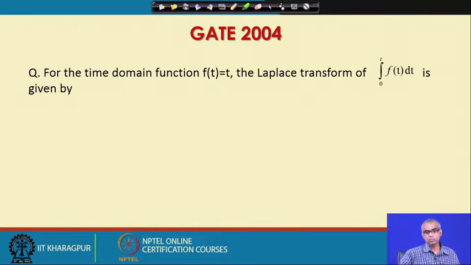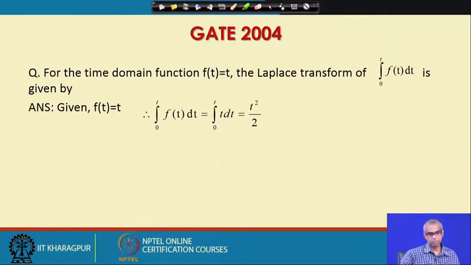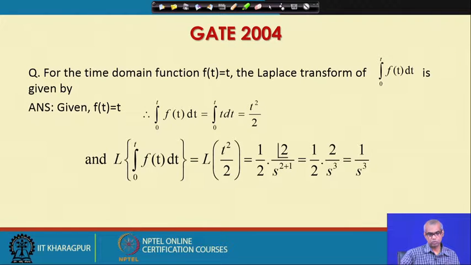Another question from year 2004, for the time domain function f t equal to t, the Laplace transformation of integral 0 to t f t dt is given by, you have to compute as follows: f t equal to t, integral 0 to t f t dt equal to t square by 2. So, now you can take Laplace transformation of integral 0 to t f t dt, you have to find out Laplace transformation of t square by 2. So, that can be computed as 1 by s cube.